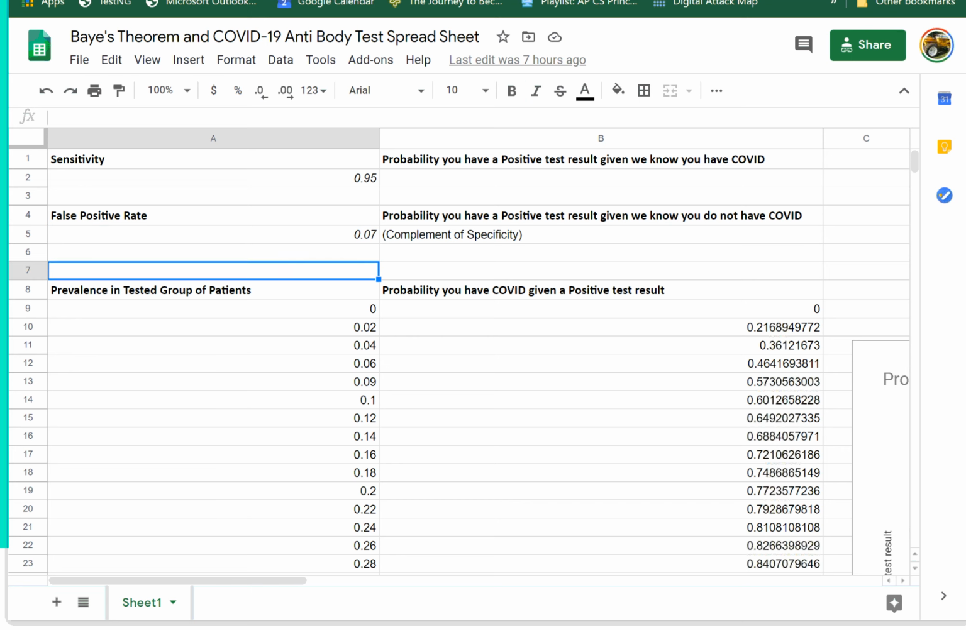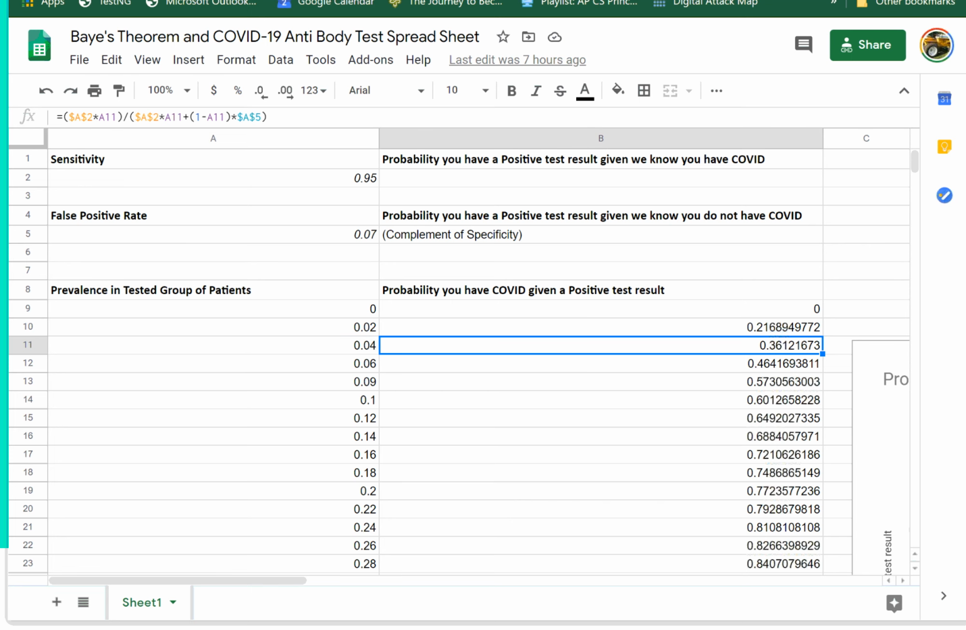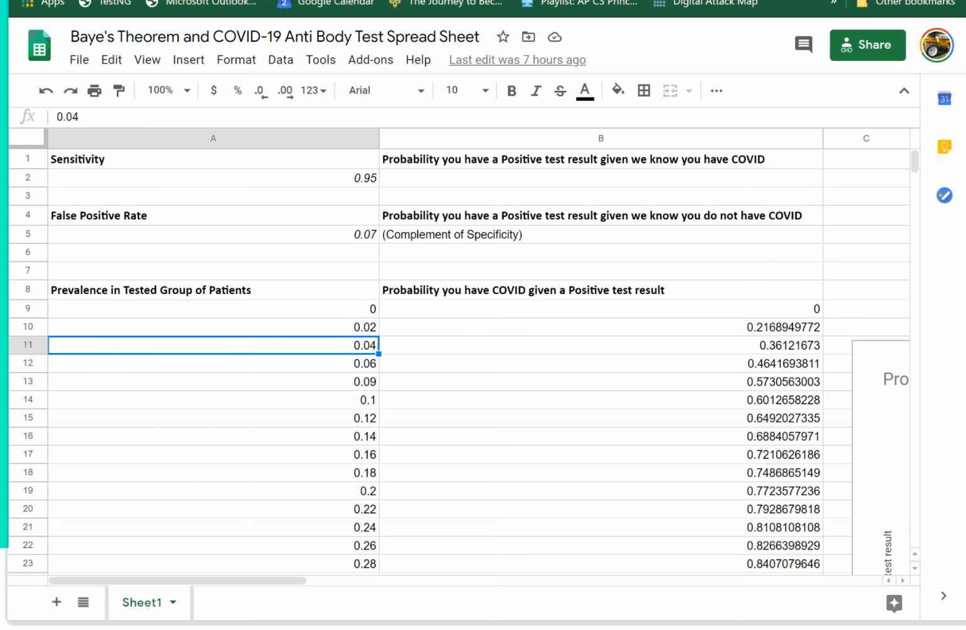And what we've done below here is I've made a spreadsheet for you that has a bunch of different prevalences for you to consider. So here's a familiar one, 0.04, which is 4% of the population prevalence. And there's that 36% that we had before, right? And what you can start to do now is consider what would happen if the prevalence changes.